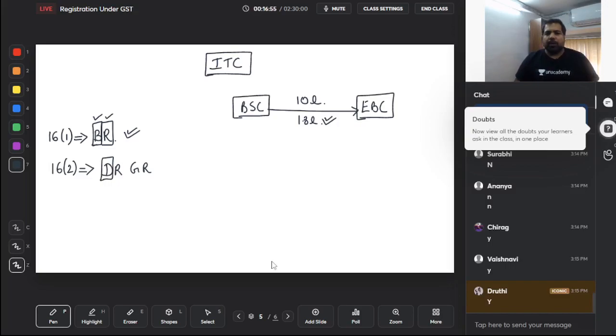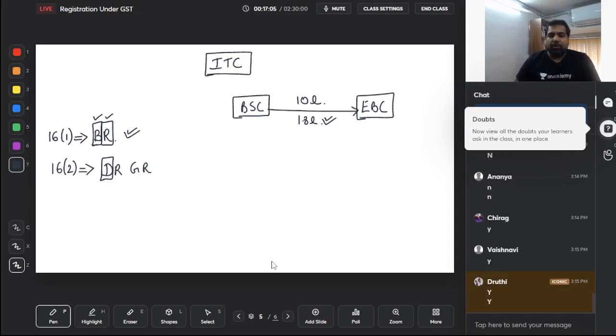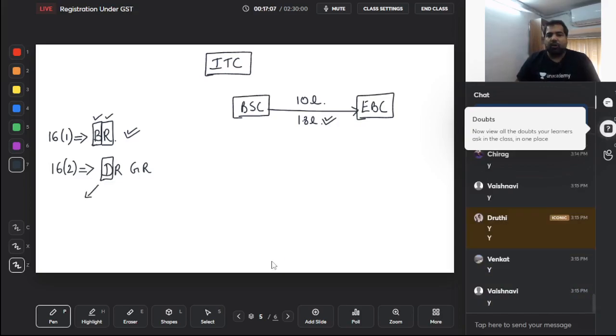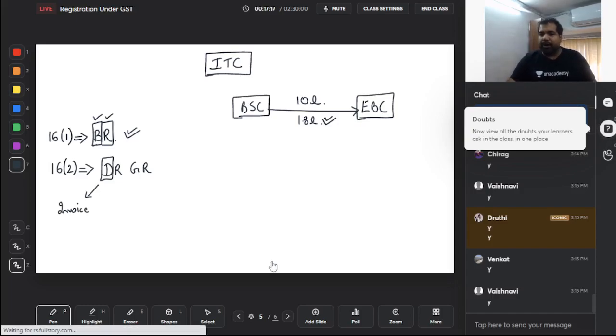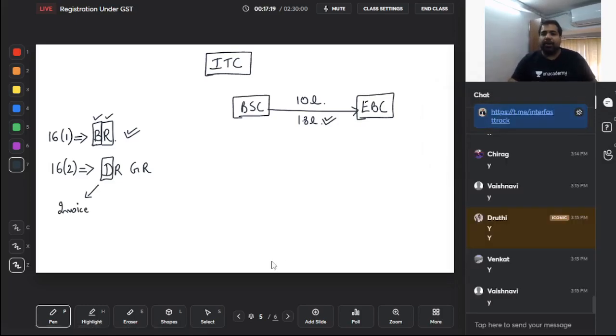First, to take the credit, you should have a document. Guys, will EBC ask for an invoice? Is that a document? Yes. Document basically means it could be an invoice, it could be a debit note, it could be a credit note, anything, but there should be one invoice at least. There should be some documentary evidence.